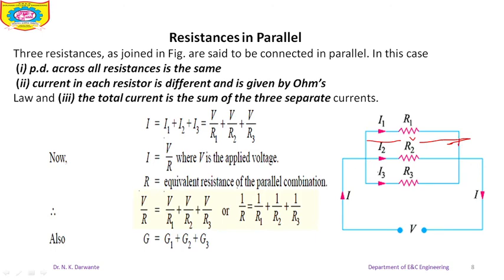The same voltage will be there across resistance R1, the same voltage across resistance R2, and the same voltage across the resistance R3. You can understand, these lines are drawn just for understanding purposes. Some lines are going out of the box, but I am sure that you can understand.